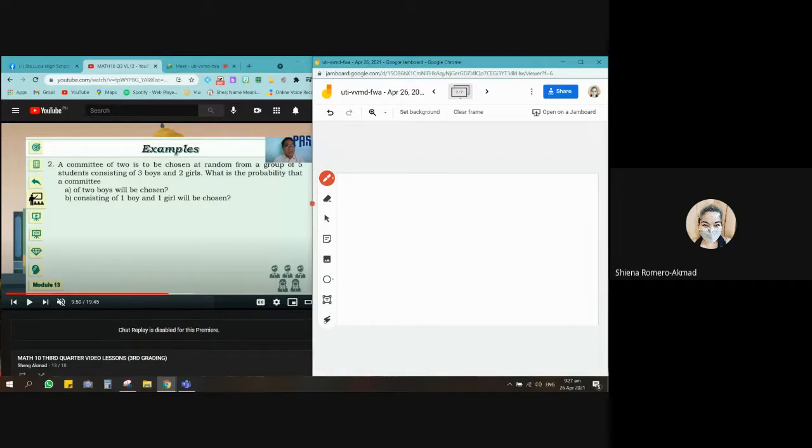So kung meron tayong boys, 2 boys will be chosen. Consider natin na 3 yung boys, at 2 lang doon ang pipiliin mo. So, i-represent natin siya in combination notation. That's combination of 3 taken 2, which is equal to 3. Right? And, syempre, kailangan nyo rin i-identify yung total number of possible outcomes.